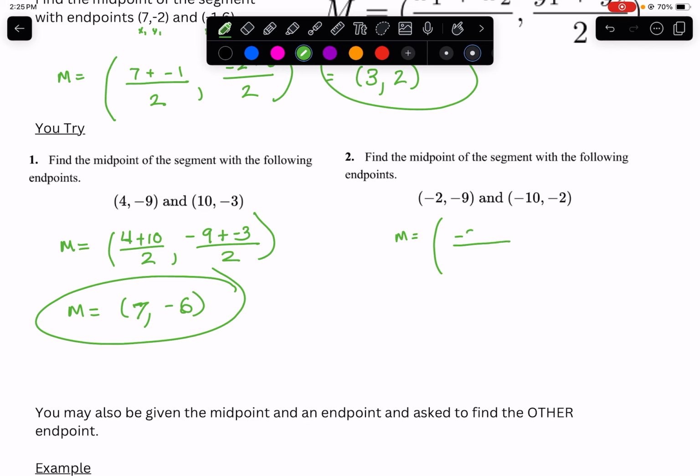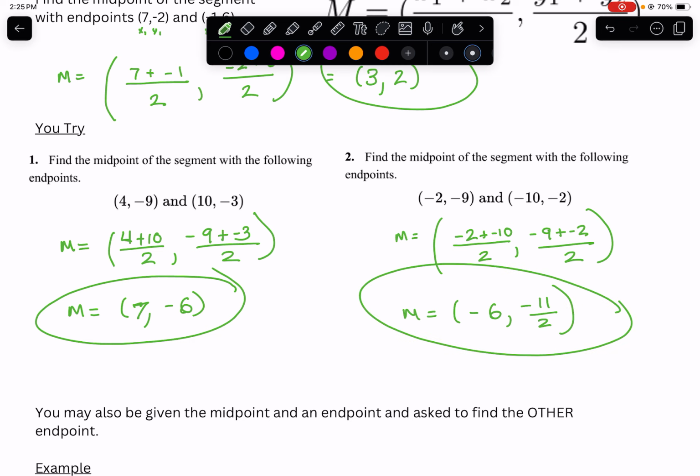So again, -2 plus -10, -9 plus -2 divided by 2. First one will get -6. Second one will get -11 over 2. That's your midpoint.